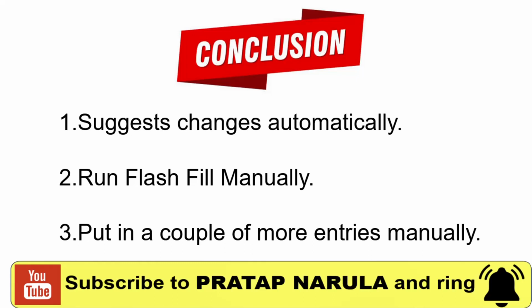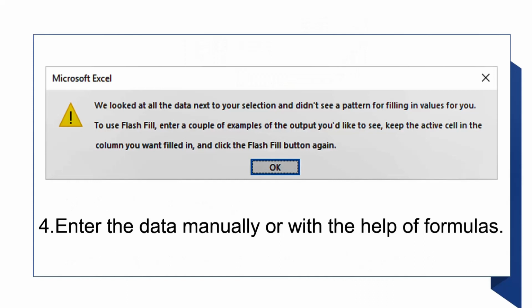I would like to conclude by saying that Flash Fill usually suggests changes automatically. In case that does not happen, try to run Flash Fill manually by clicking on the Flash Fill button or using the shortcut key. If this also does not work, fill in a couple more entries manually so that Excel can identify a pattern. If none of this works and Flash Fill still throws an error, there is nothing else you can do but enter the data manually or with the help of formulas.